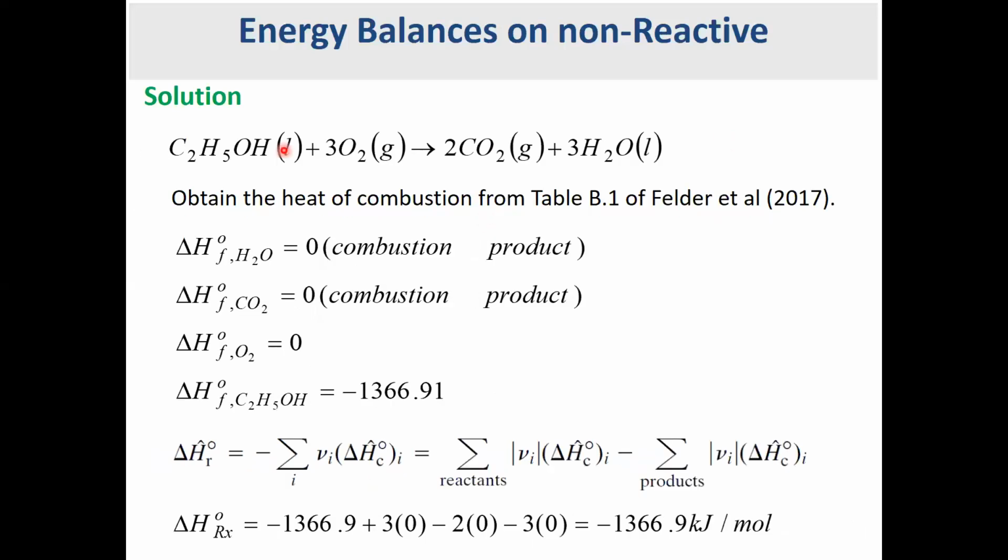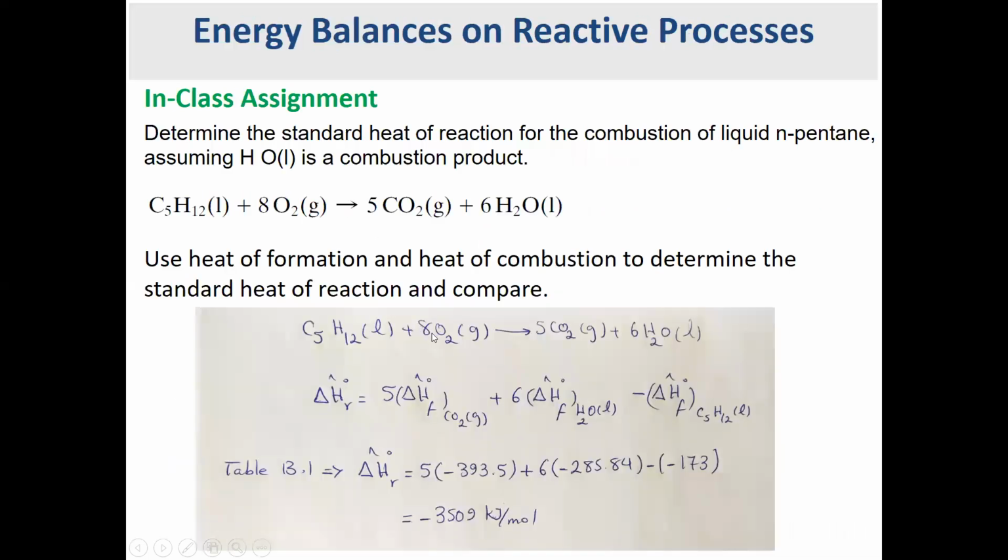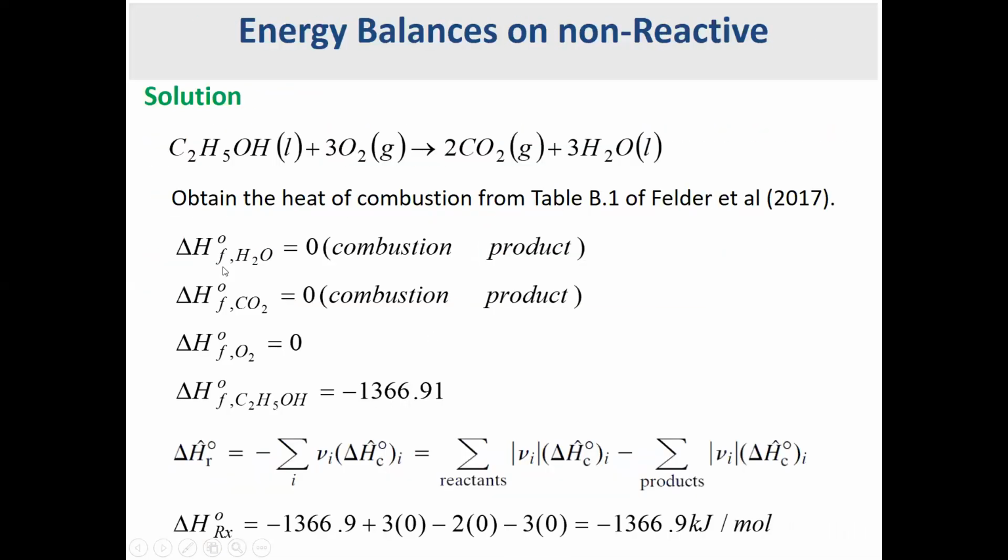Now, with the same reaction, we will calculate heat of reaction from heat of combustion. This time, we go to the table and read the values. Here, our combustion should be C. These values are C. It was a typo error because it is heat of combustion.